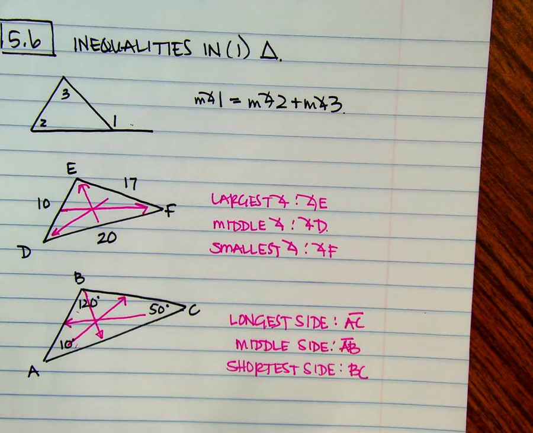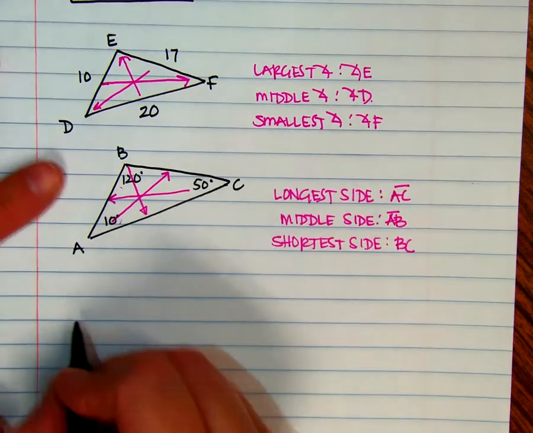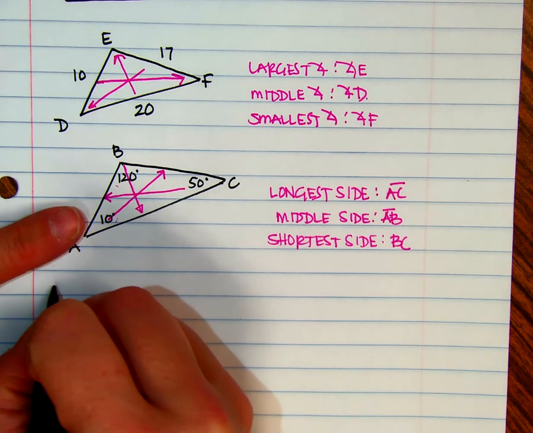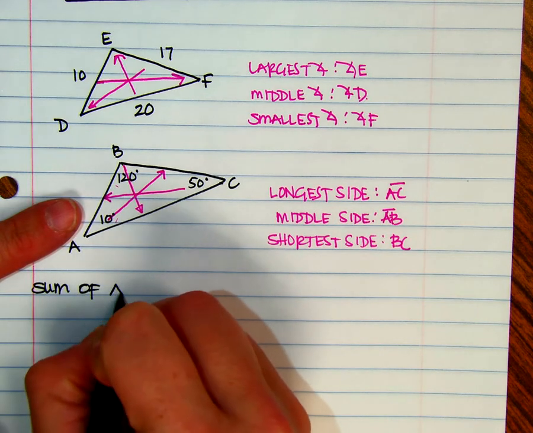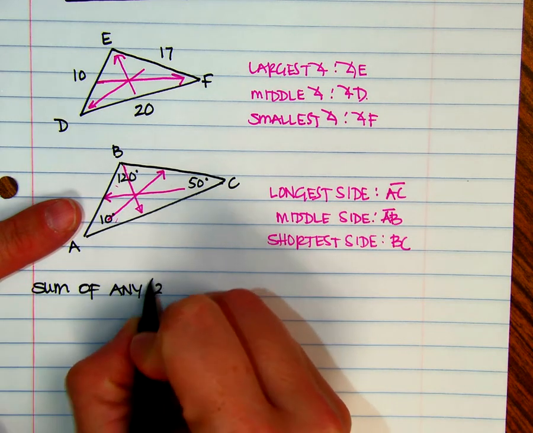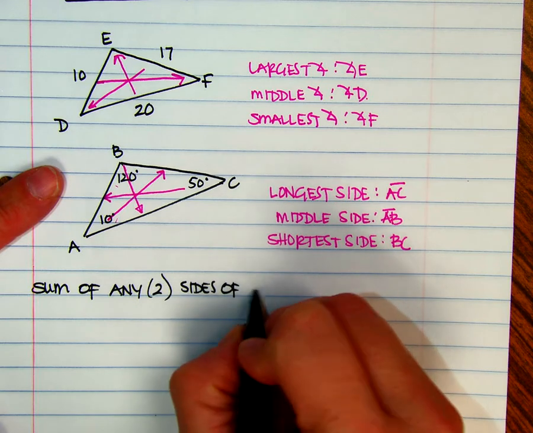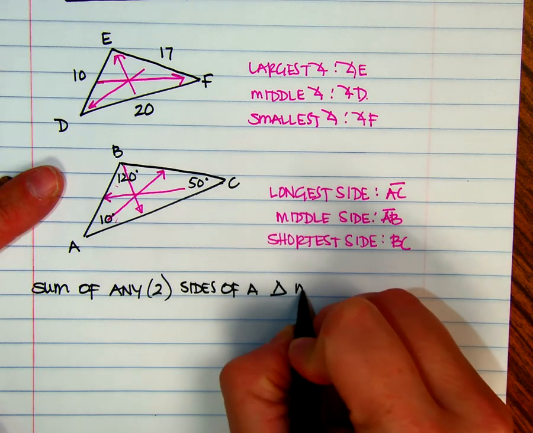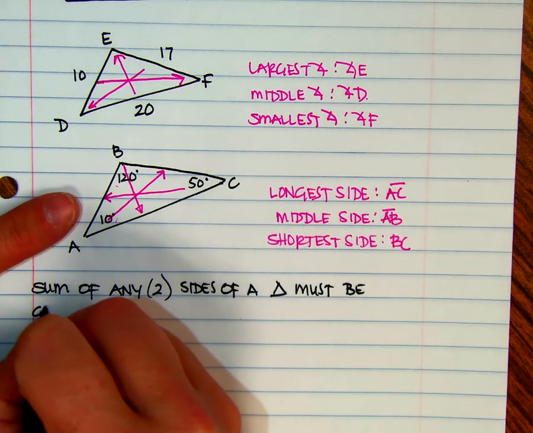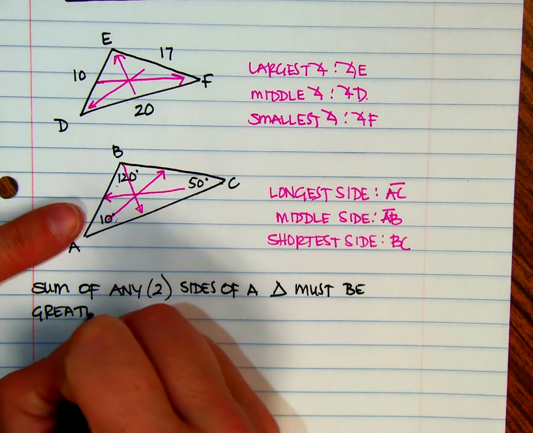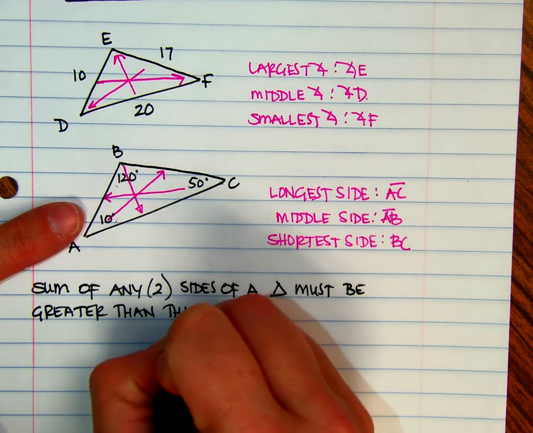We also know that if we have side measures of a triangle, the sum of any two sides of a triangle must be greater than the third side.